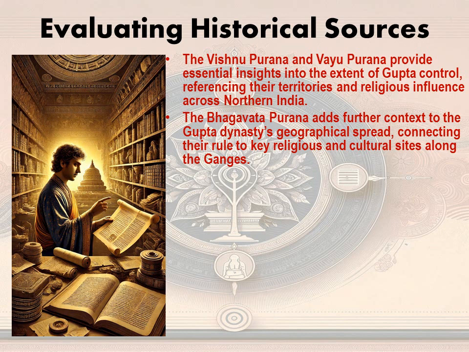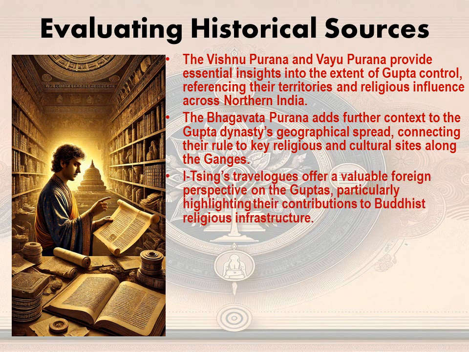The Bhagavata Puran adds further context to the Gupta dynasty's geographical spread, connecting their rule to key religious and cultural sites along the Ganges. So, according to Bhagavata Puran, the Guptas spread geographically mainly by riverine control, by capturing all the important religious and cultural sites on the bank of river Ganga.